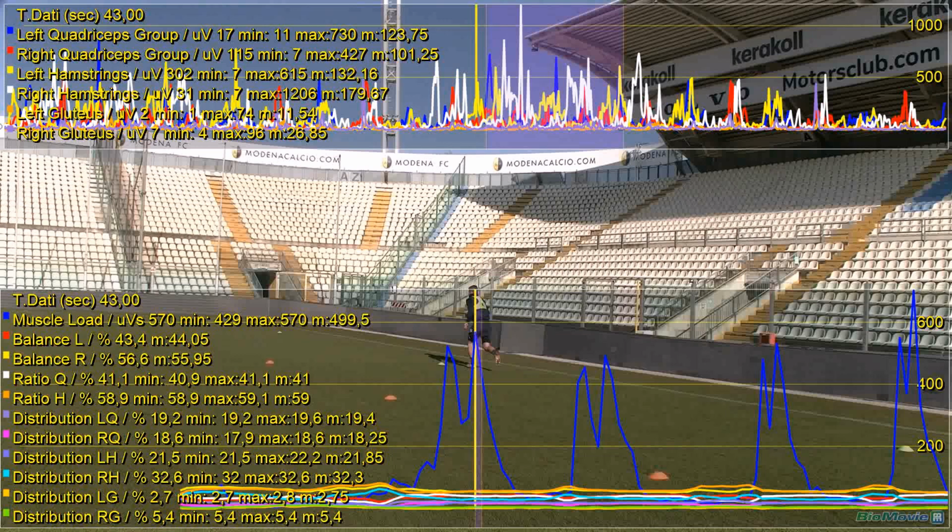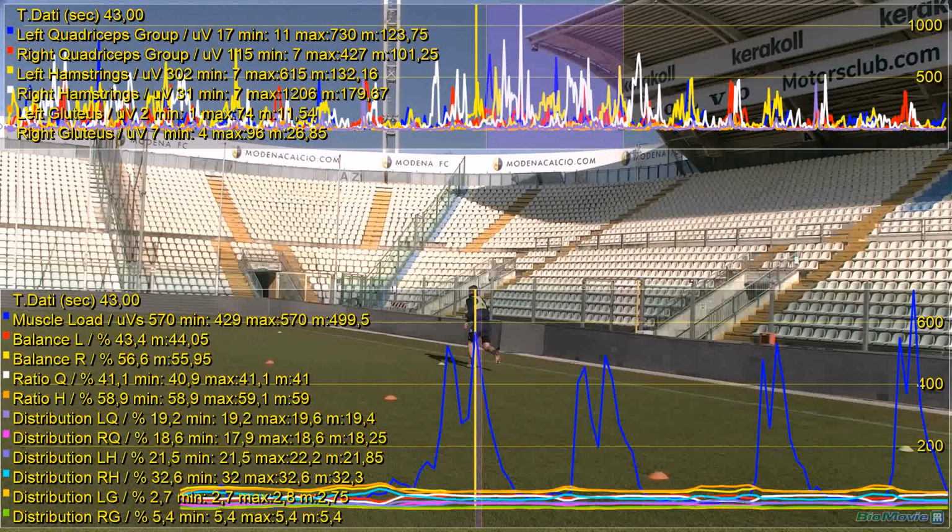So you see here the muscle load. We put the color close to the data, okay? Close to the left quadricep is the blue, the red is for the right, then the hamstring left and right. You see the right hamstring in white; you see immediately that the right hamstring is the most used in the athlete, because the color appears more than the others. But here you can see the data: minimum, maximum, average. Remember that M is for average.